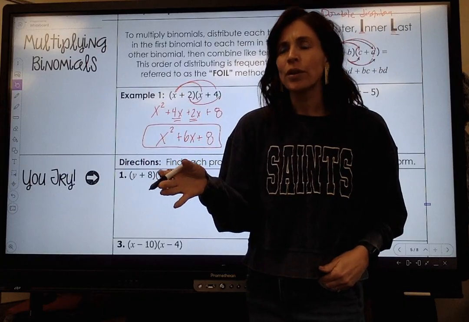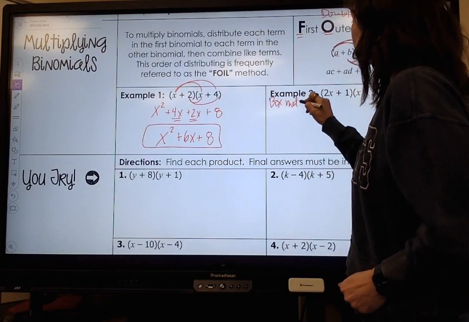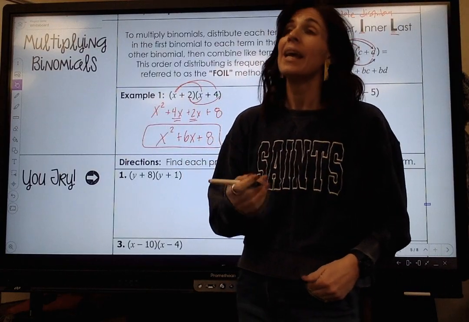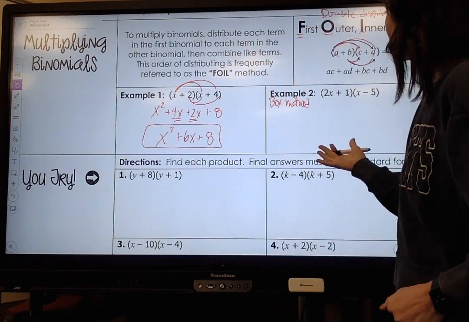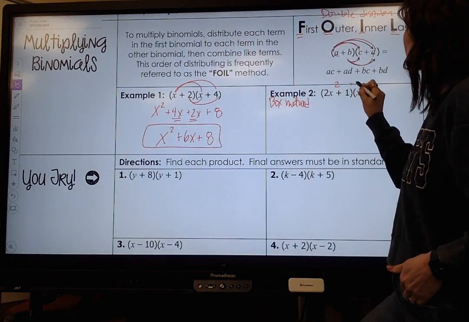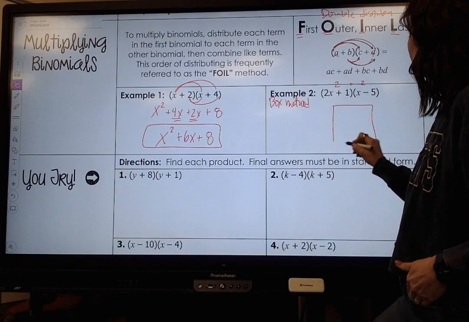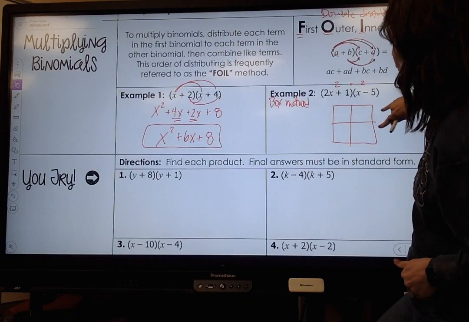I'm also going to show you another way, and it's called the box method. The only reason this is valuable is because when we start to factor, it becomes really easy. And it's also an easy way to organize your work and to make sure you don't make a mistake. So this is a binomial times a binomial, so I'm just going to make a 2 by 2 box, which means 2 columns and 2 rows.